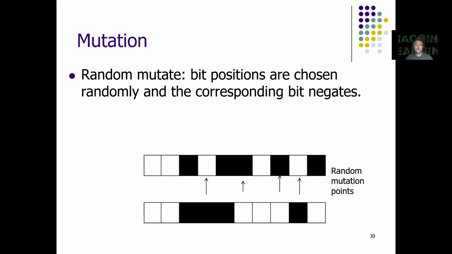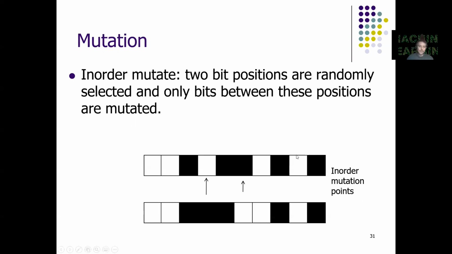So mutation, as I said, we randomly mutate bits. We select randomly the positions of the bits that are going to be mutated, and we just flip the bit from 1 to 0, from 0 to 1, like in this case. There's another technique which is called in-order mutation. Two bit positions are randomly selected, and only bits between these two positions are mutated, like in this example, where the black becomes white and the white becomes black.